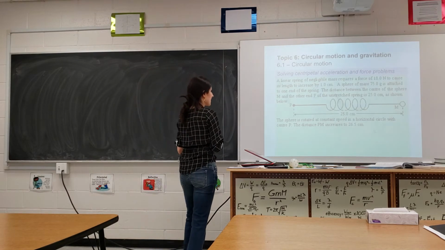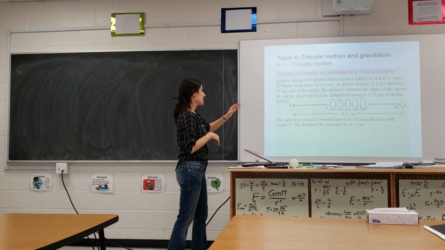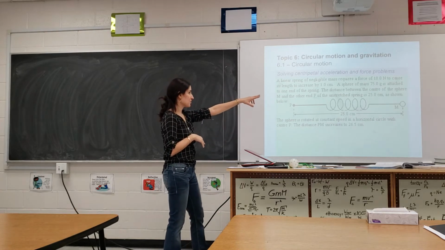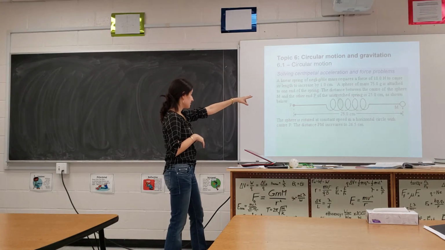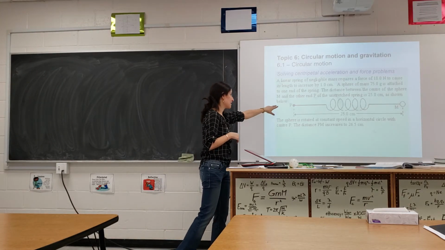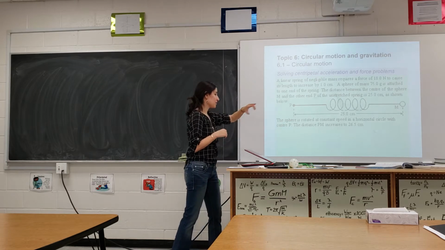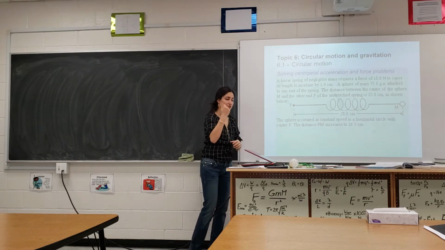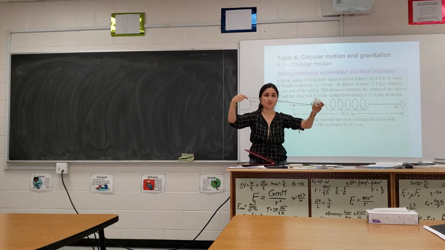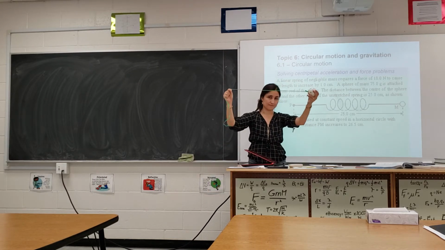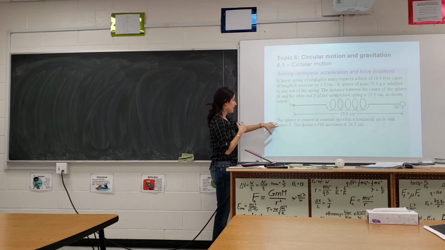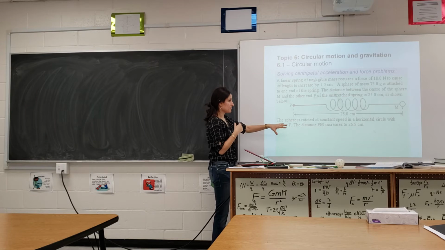A sphere of mass 75.0 grams is attached to one end of the spring. So there it is on the right. The distance between the center of the sphere M and the other end P of the unstretched spring is 25 centimeters as shown below. So most likely this thing is getting whirled in a circle, just as if you were to have a ball attached to a string. It's whirled in a circle. Except now instead of a string, you have a spring. The sphere is rotated at constant speed, so we have centripetal applications here.